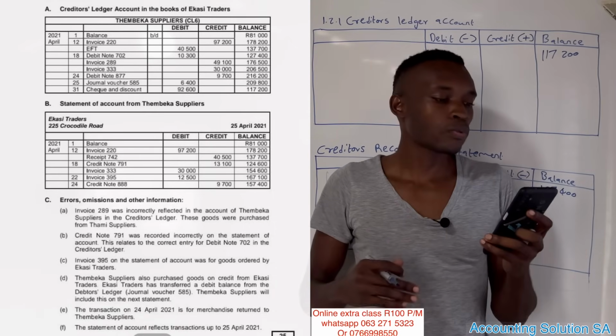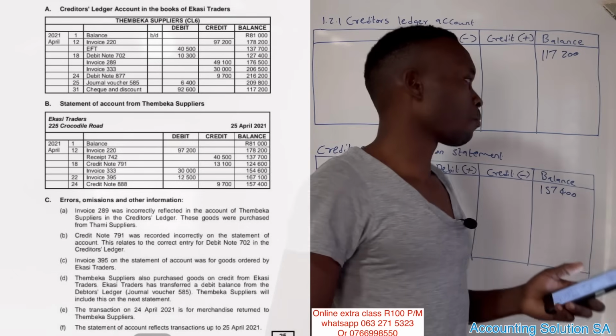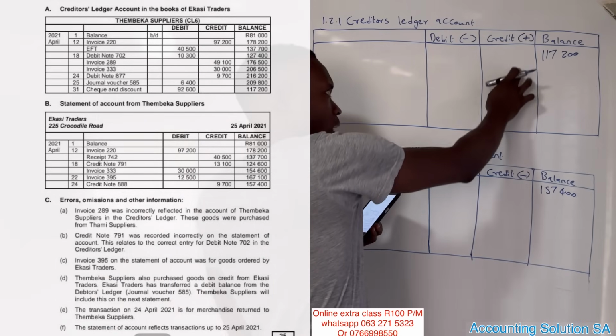Here we are talking about Ekasi Traders and Tembeka. Tami must be removed. This was reflected where? On the Tembeka supplier. Let's go and check it. Check number 289 under number A. Invoice 289 has an amount of 49,100. So it was credited. It was added, in other words.